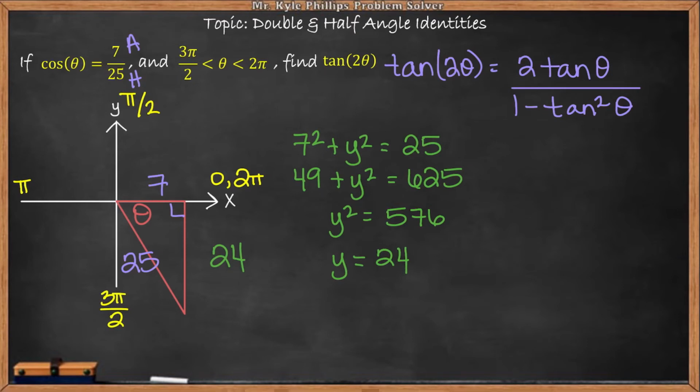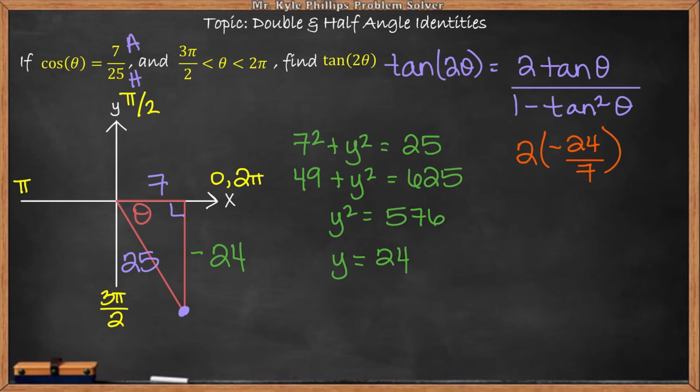Now, one thing to pay attention to here that we cannot forget. This triangle is in quadrant 4. Imagine that this right here is a coordinate point. In order to get to this coordinate point, you had to go to the right 7 and down 24. So you want to remember that this value should be negative. If you don't make it negative, then when you plug it into your ratio here, you're not going to get the correct answer. So now we know the value of tangent. Tangent is the opposite over the adjacent, so it's going to be negative 24 over 7. So here we have 2 times tangent, negative 24, all over 7. And this will be over 1 minus negative 24 over 7 squared. So now we can begin working this out on our calculator.